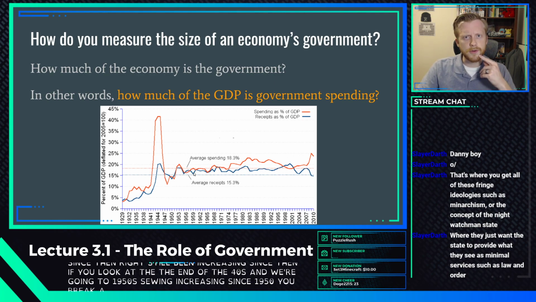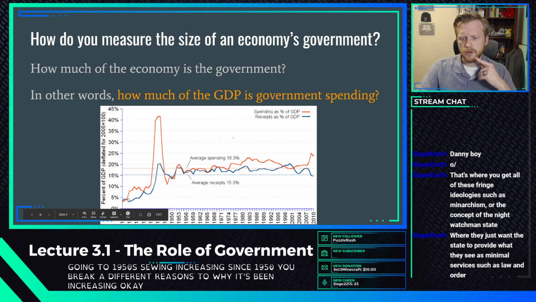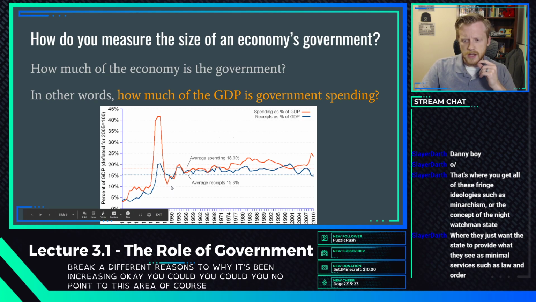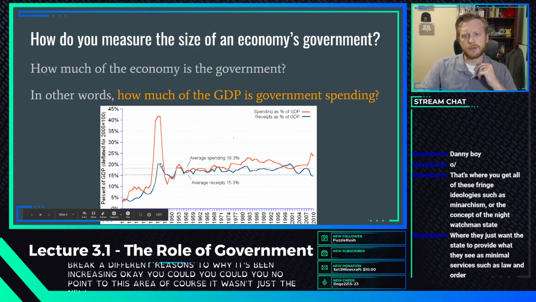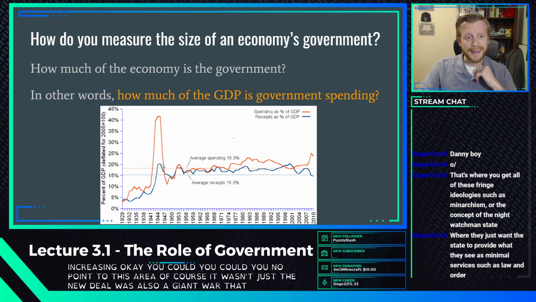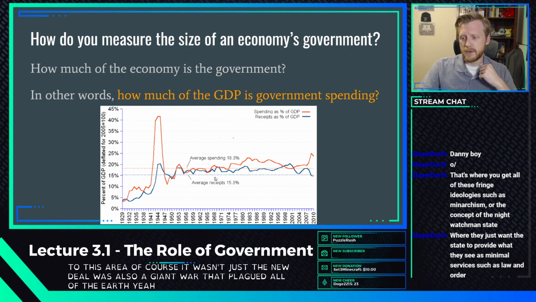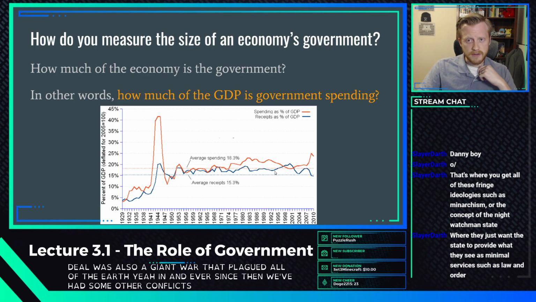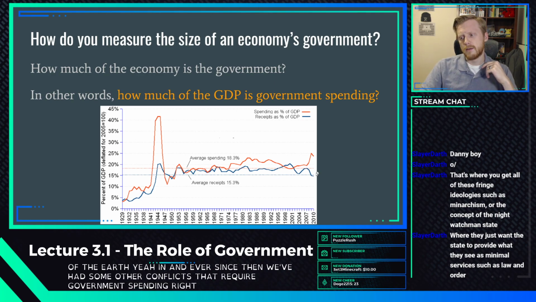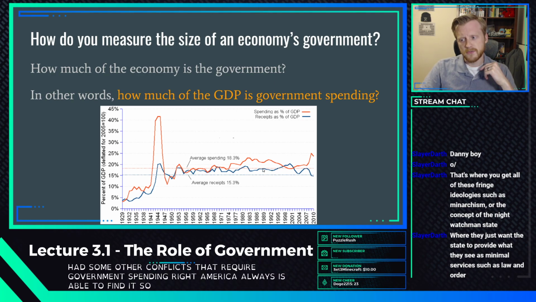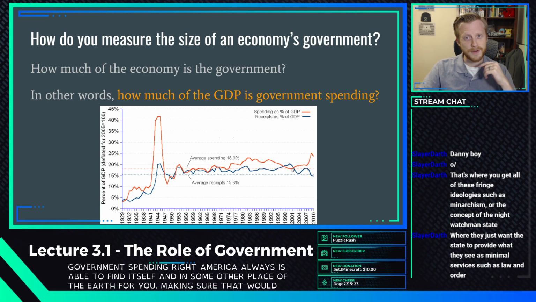And you could break up different reasons as to why it's been increasing. You could point to this area, of course, that it wasn't just the New Deal; it was also a giant war that plagued all of the earth. And then ever since then, we've had some other conflicts that have required government spending. America always is able to find itself in some other place of the earth, making sure that we're defending freedom by killing people.